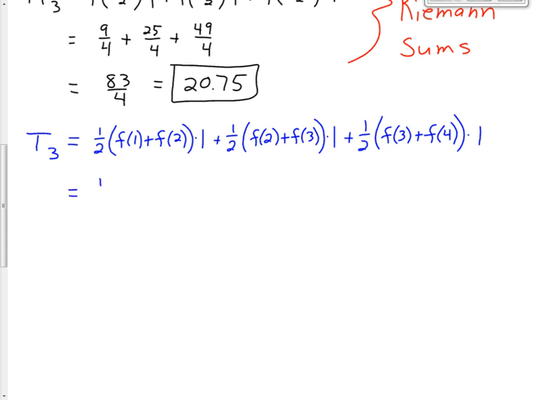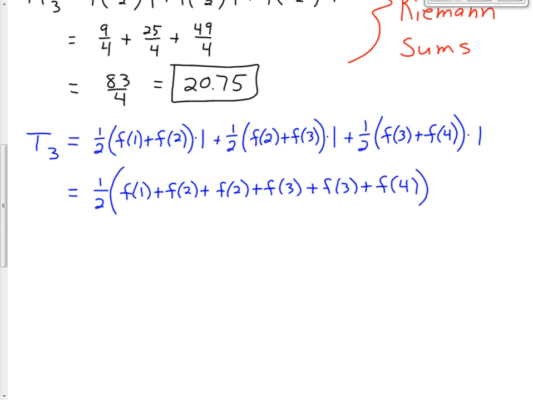Now, before I go ahead and do all these calculations, let's look at this for a minute and rearrange. I can factor 1/2 out of all of this. When I do that, what am I going to have? I'm going to have an f of 1 plus f of 2 plus another f of 2 plus f of 3, another f of 3, and one f of 4. And of course, let's just rearrange this because we can.